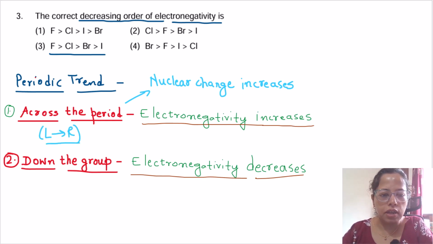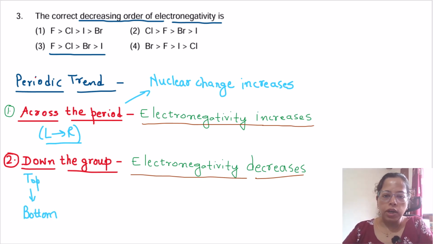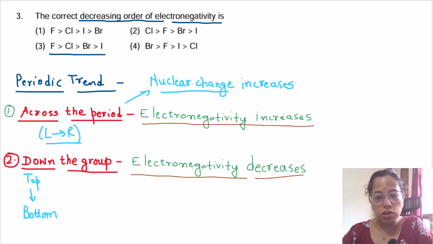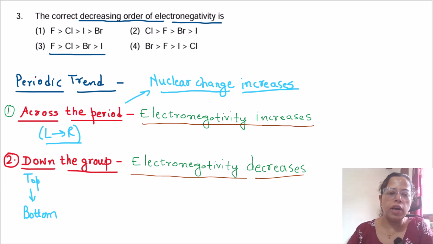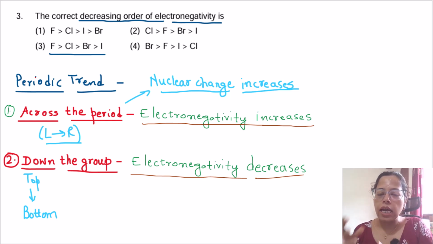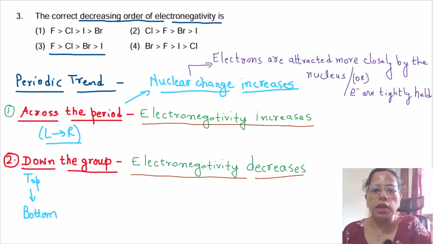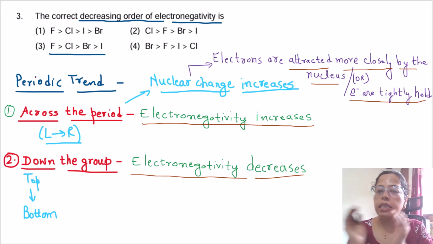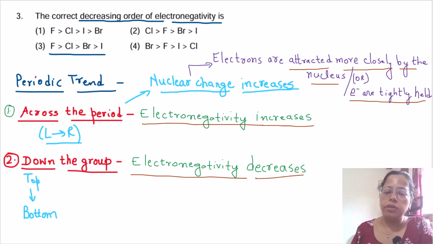So across the period is left to right, and down the group is top to bottom in a periodic table. Nuclear charge increases, and electrons are also added as we move from left to right across a period. And this increase in nuclear charge attracts the electrons more closely towards itself. So electrons are attracted more closely by the nucleus, or in other words, electrons are tightly held as the nuclear charge in an atom keeps on increasing from left to right across the period.